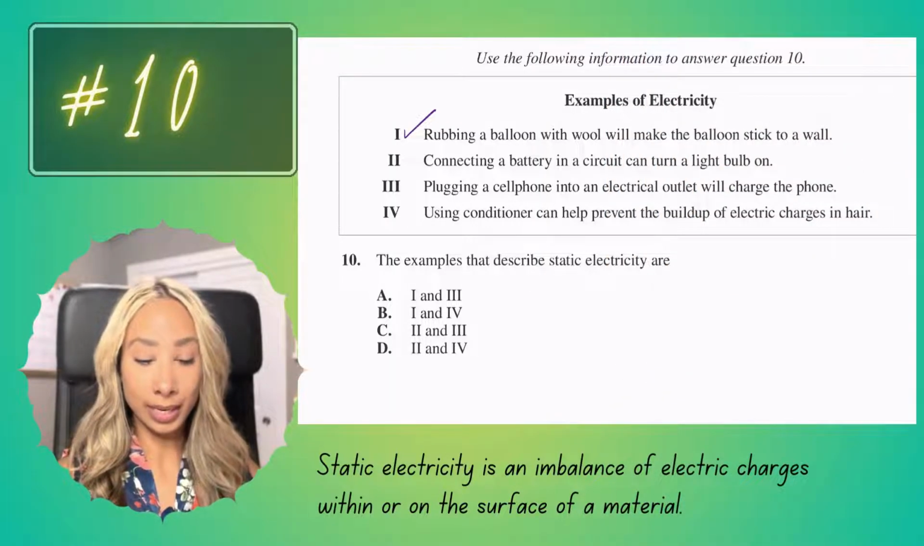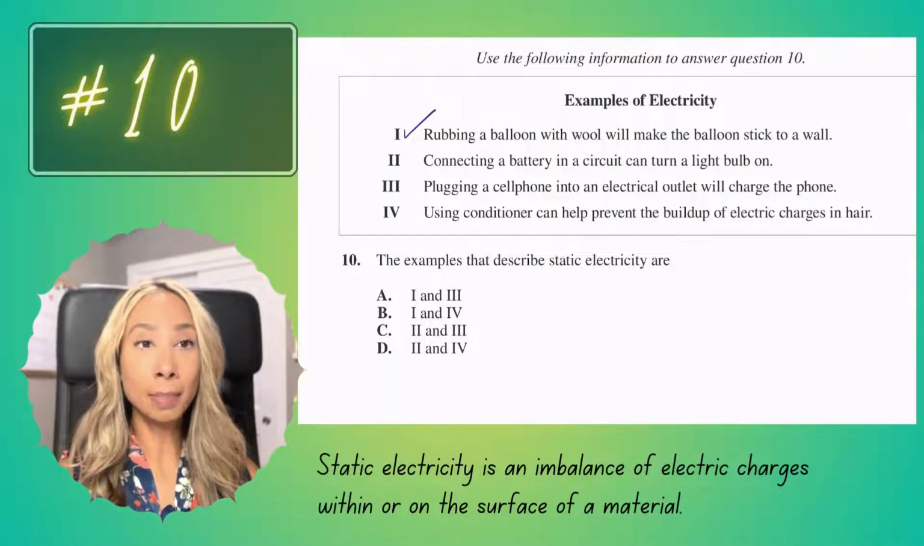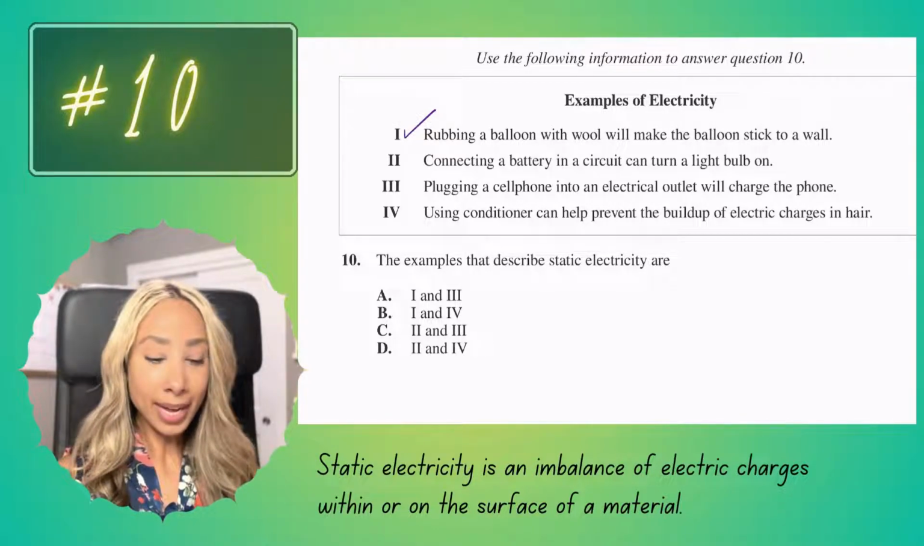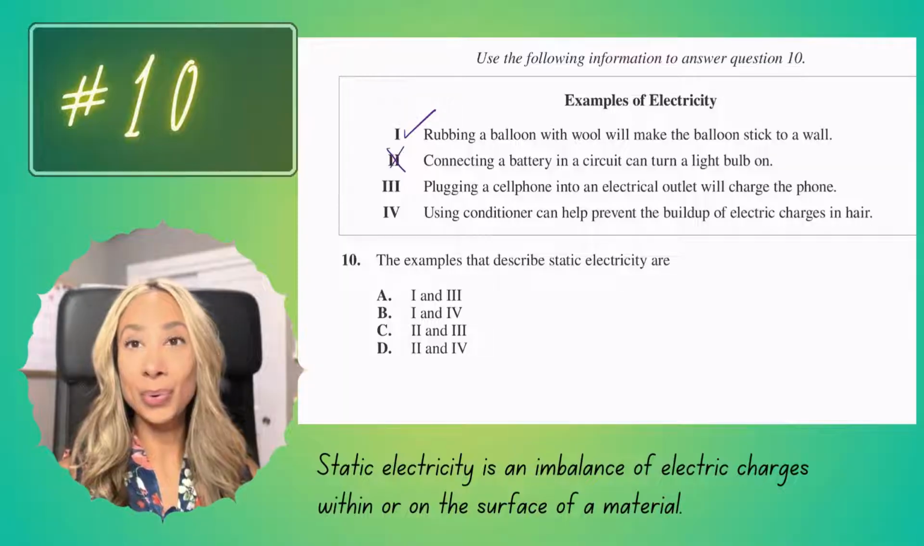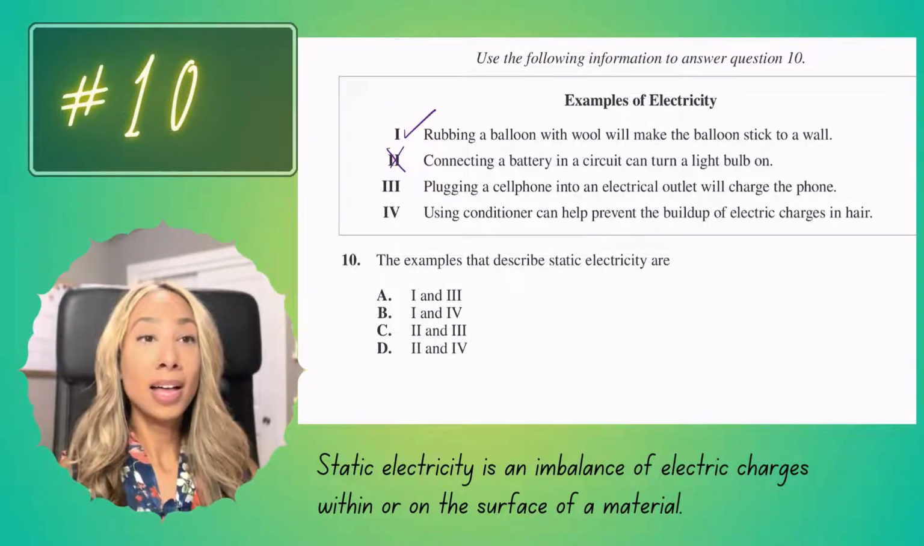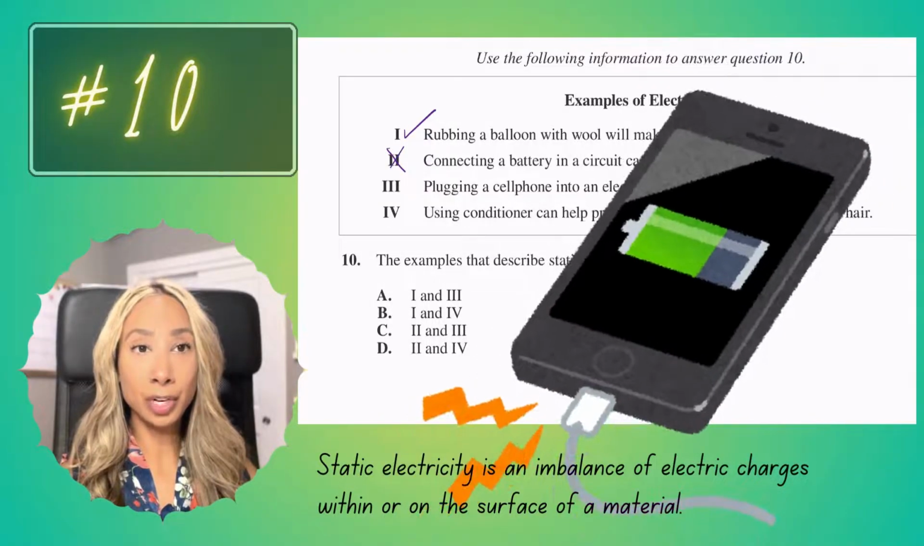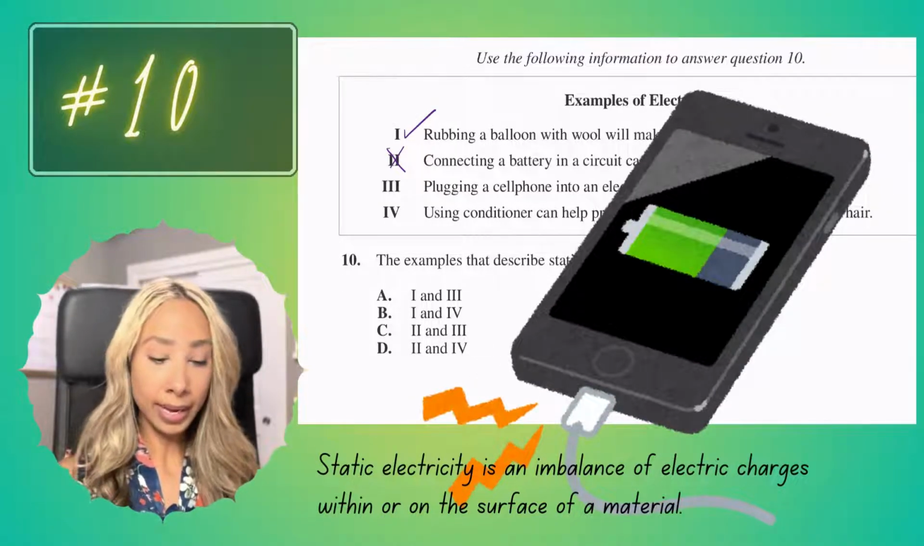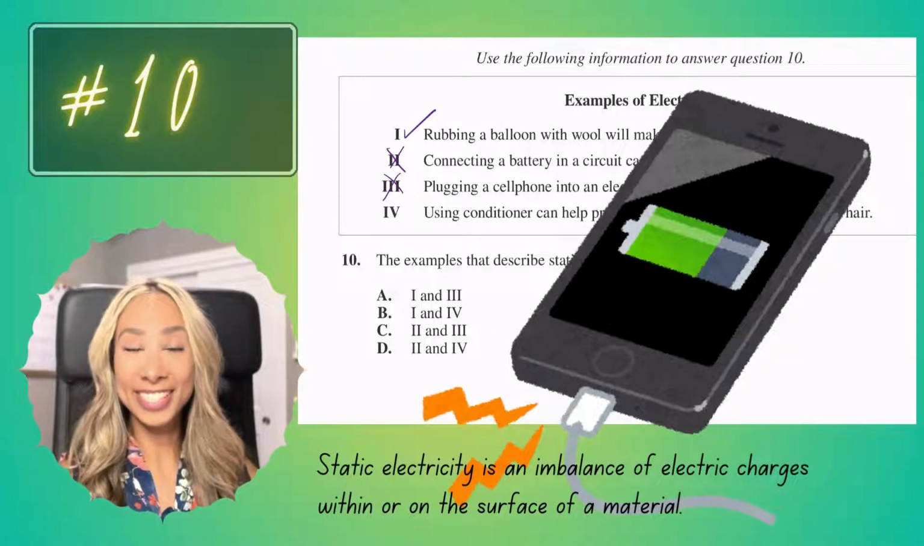That's gonna make the balloon stick to the wall. That's static electricity. Option 2 says conducting a battery in a circuit can turn a light bulb on. That's great, but that's not really static. That's just the normal flow of electrons. Option 3 says plugging a cell phone into an electrical outlet will charge the phone. Again, that's just our basic kind of electricity.